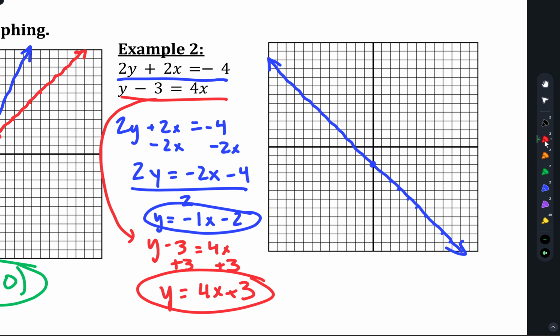And then with my red line, I'm starting at 3, and I have a slope of 4. So again, if you graphed it nice enough, you should be able to see where your 2 lines intersect. They are intersecting at this point right here. That point is -1, -1. Any questions on those 2? All right, flip it over.